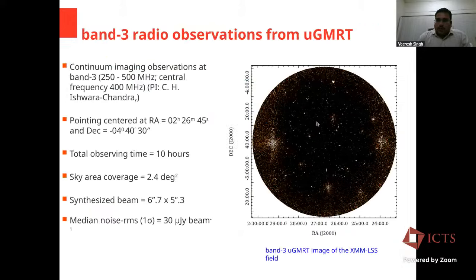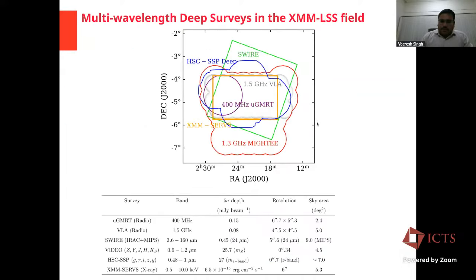So here, what we did is we used uGMRT band 3 observations, and I'm showing you one deep pointing with 10 hours of observations, and with that we could reach a 30 microjansky median RMS. And a large number of sources are there. We picked up only those sources which satisfy the criteria of being dust obscured galaxies.